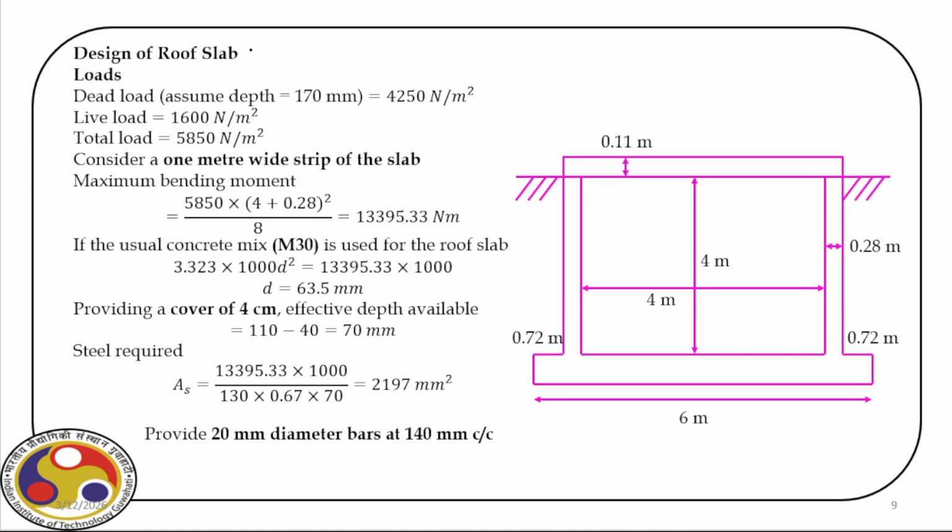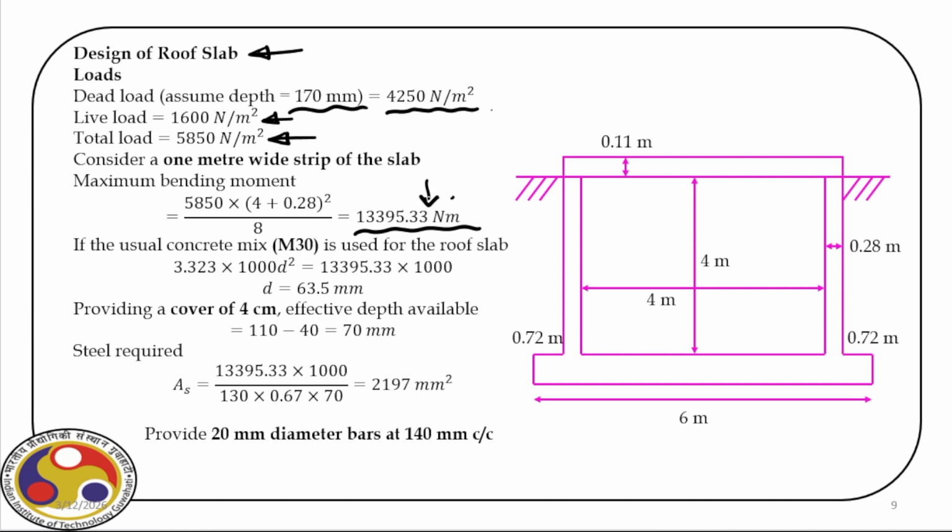Then we go to the design of the roof slab. For the roof slab, again we have to consider the depth of the slab, which is 170 millimeter, and for that we have a dead load of 4,250 Newton per meter square. Then we design it against the live load of 1,600 Newton per meter square. So the total load is the summation of these two. And using this as uniformly distributed over the slab, we can find out the maximum bending moment, which is here, 13,395.33 Newton meter.